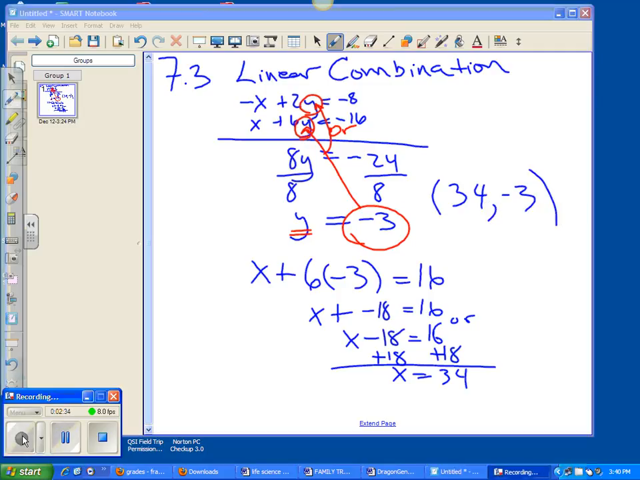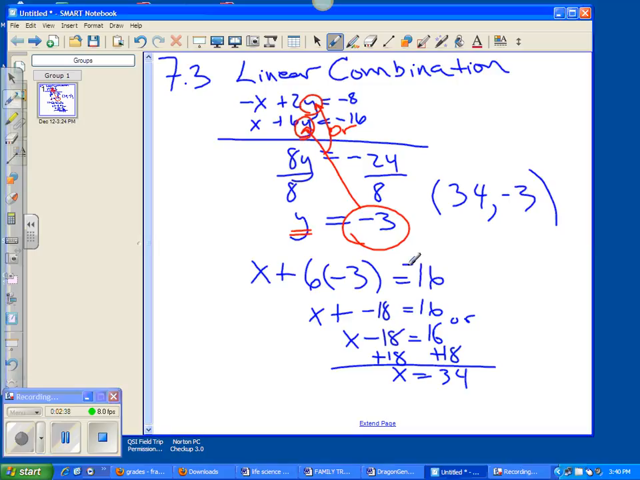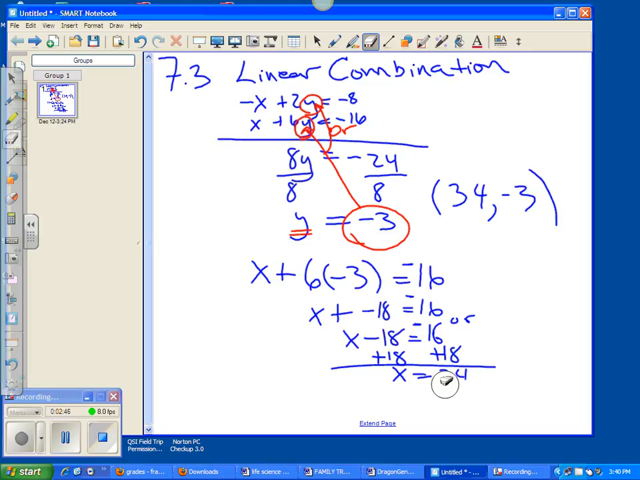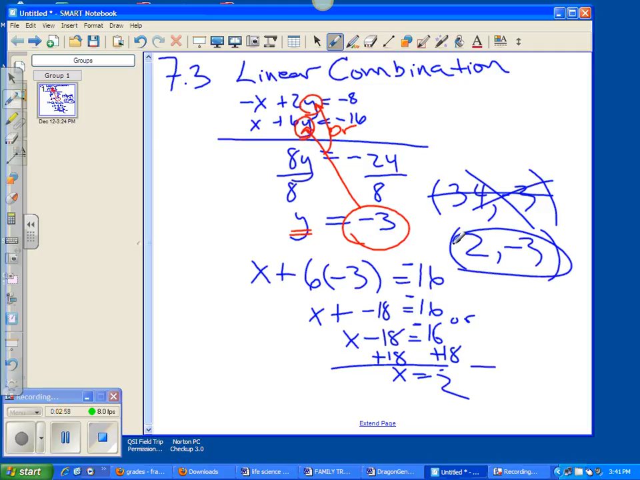Okay, now we just got my mistake. I copied this wrong. This should be negative 16, which in turn gives me an answer of 2. It becomes not this, because I'm saying 2, comma, negative 3 is my solution for these two lines.